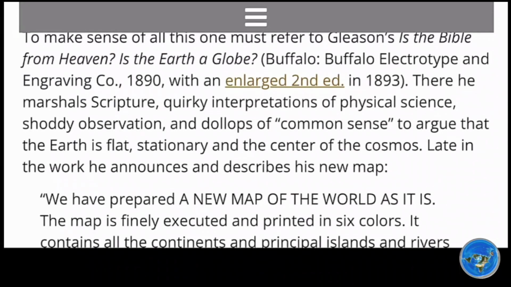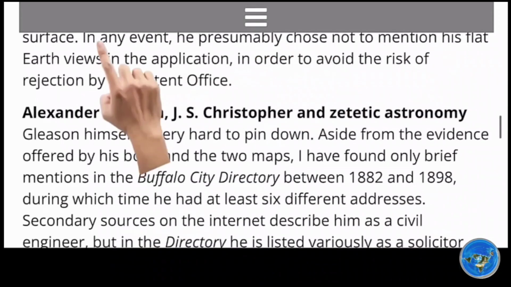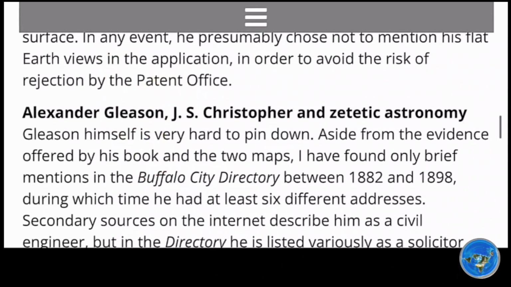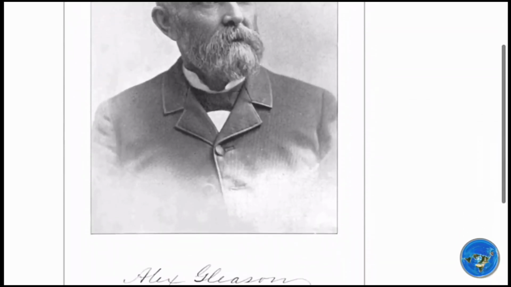Late in the work, he announces and describes his new map, which is the one that I just showed you guys at the beginning of the video. And here he's just explaining the colors of the map, what all it contains, the continents, the islands, the rivers, and whatnot. But what we want to do is stroll down to here, and it says, in any event, he presumably chose not to mention his flat earth views in the application in order to avoid the risk of rejection by the patent office.